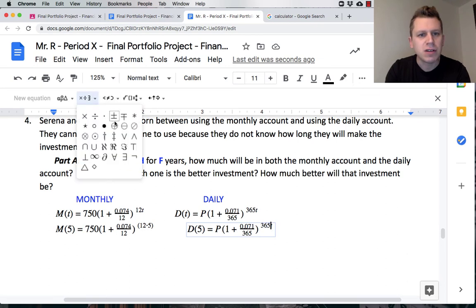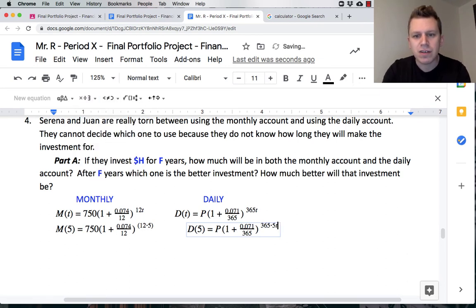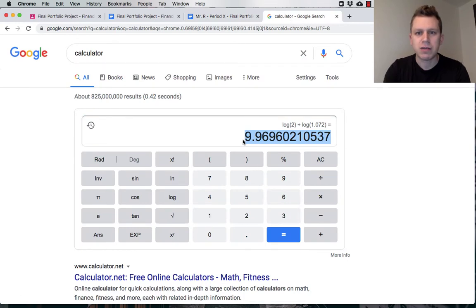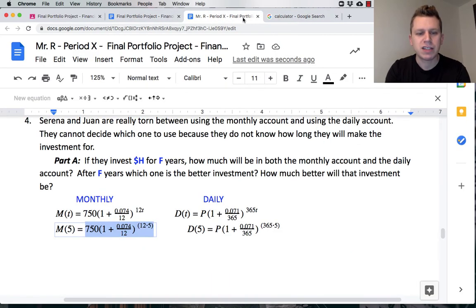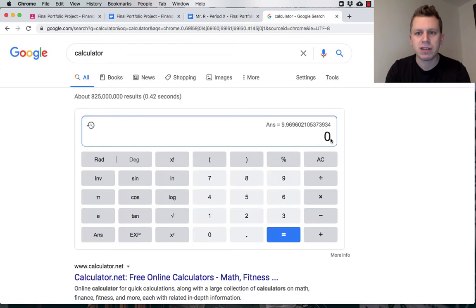Use my little symbol, dot 5, close parentheses, boom, boom, boom. All right. What would be lovely is if I could just copy and paste this into the calculator. I don't think it's going to be so lovely, but I'm going to give it a shot. It is not so lovely. I need to actually type it out, which is annoying. So that's 7.4% compounded like that.